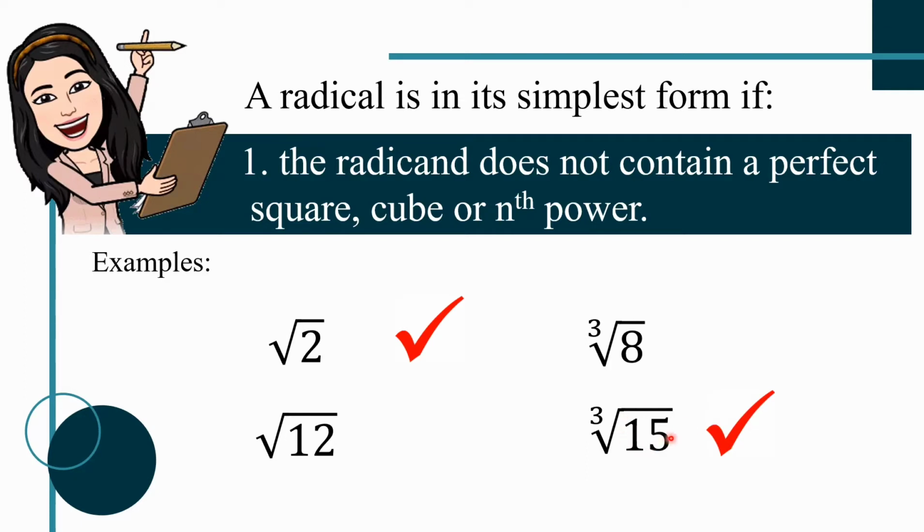Why? Meron bang factors ang 15? Yes, we have 5 times 3. Tama ba? Okay, so dun sa 5 and 3, meron ba dun na perfect cube? Okay, wala po. Walang number na pag pinag-multiply natin 3 times sa kanyang sarili will result to 5 or 3. So therefore, cube root of 15 is already in its simplest form. Okay? Maliwanag ba? Maliwanag ba ang pagkakaiba or how can we guarantee that the given expression is already in its simplest form?